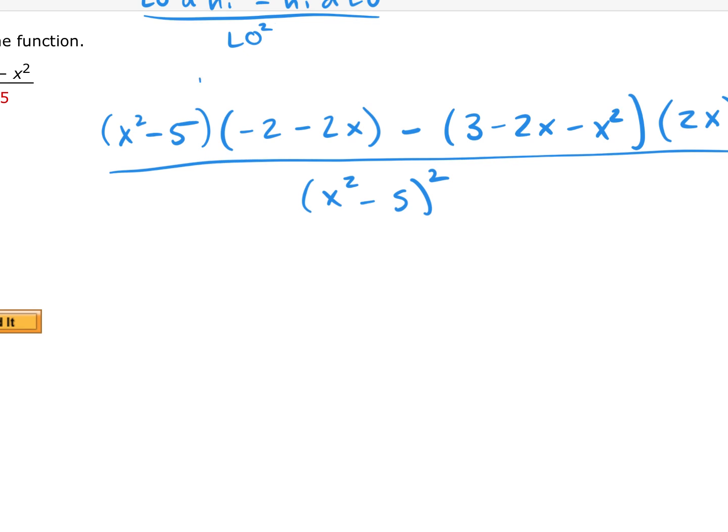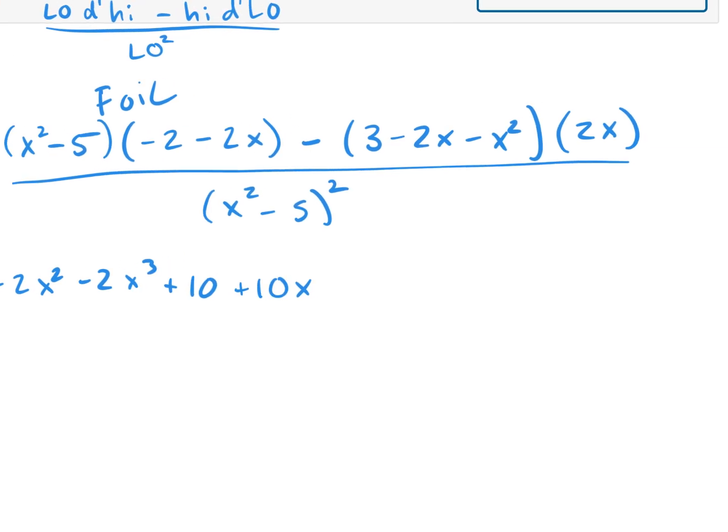So in our first two up here, we want to FOIL. So we got negative 2x squared minus 2x cubed plus 10 plus 10x. And then here I'm going to distribute. I also need to distribute the negative. I'm going to do two steps in one here, but be careful. This is one of the most common mistakes that people make with this question, is that they won't distribute the negative or they'll distribute wrong. So be careful with distributing.